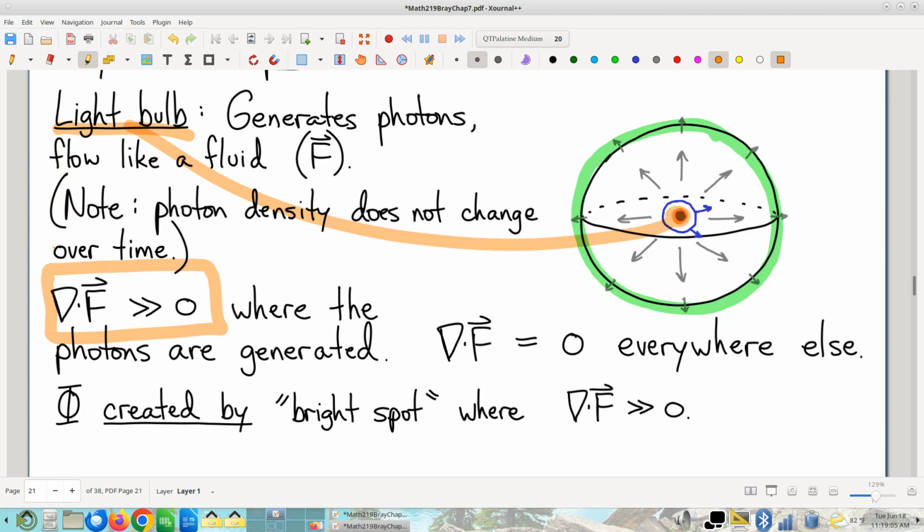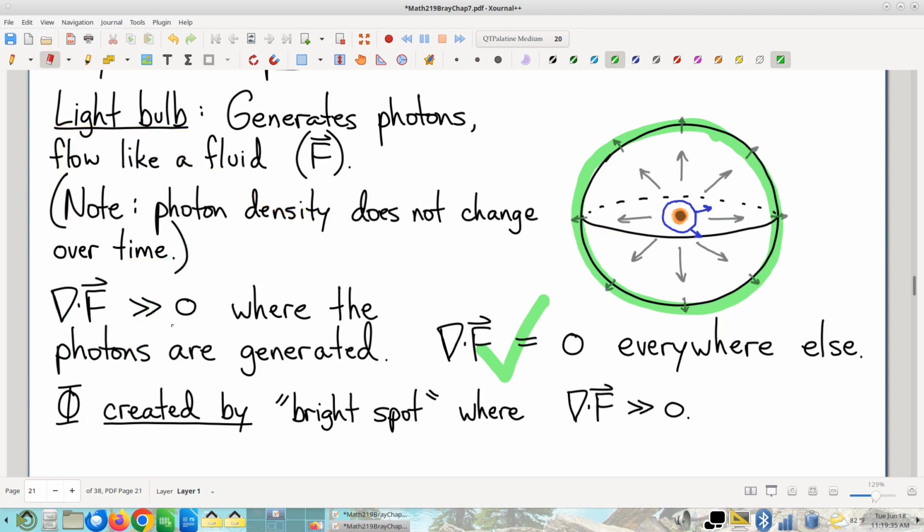Yeah? So, in fact, all of this will track. If you can write down the formula for the vector field that's created by this light bulb, you would find that as drawn here in this picture, the divergence would be huge at the middle, and it would be 0 everywhere else. No bulb, no flux, no flux density. Is that satisfying? Okay. All right.